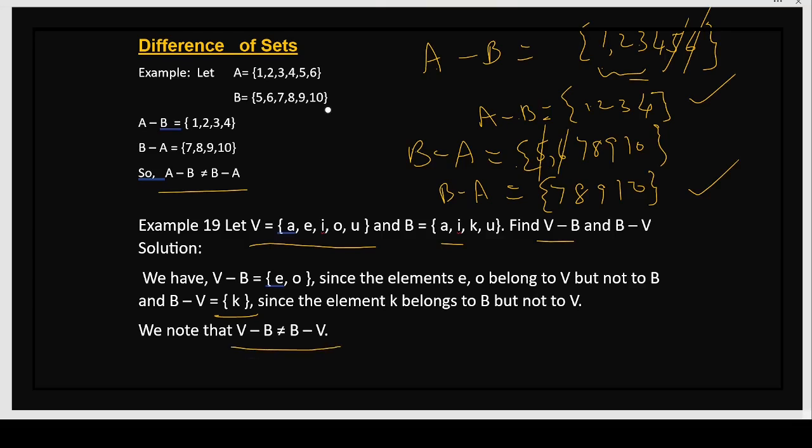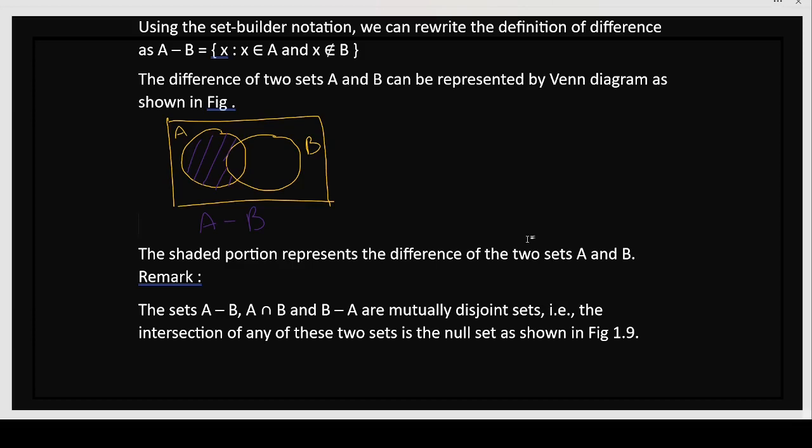Hope you understood the difference of sets. It's not very difficult, but you remember this, how to represent them in Venn diagrams. Now, using the set builder notation, we can write the difference of sets. A minus B is equal to X such that X belongs to A and X does not belong to B.